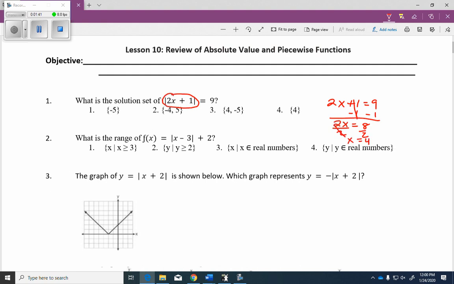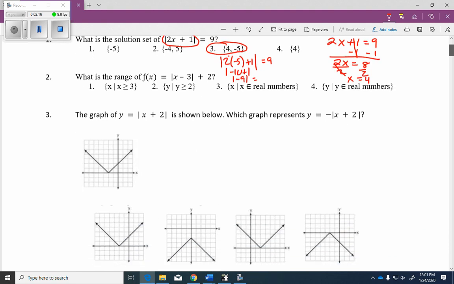So I get that x is 4. So it's looking like maybe it's choice 3, maybe it's just choice 4, like maybe -5 doesn't work. How about if we just test out that -5? Is the absolute value of 2 times -5 plus 1 equal to 9? Well, this would be the absolute value of -10 plus 1, which is the absolute value of -9, and guess what the absolute value of -9 is? 9. So really, choice 3 does work. Most absolute value equations have two answers.